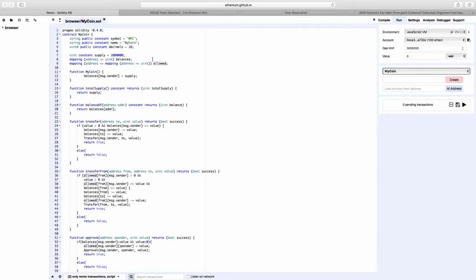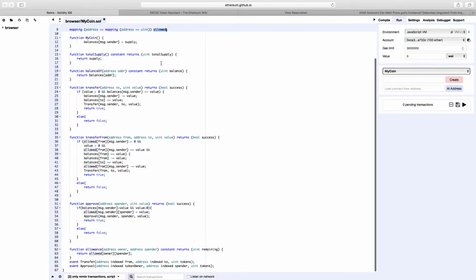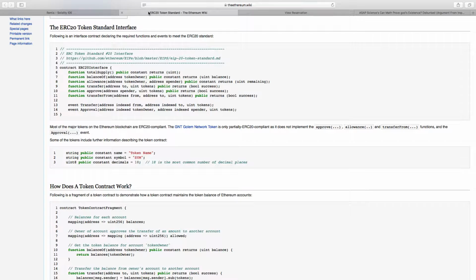Remember we did the double mapping, we named it allowed. So it gives the amount of money the spender is allowed to spend from the owner's account. So that's what the allowance function does. And then we have the transfer function.